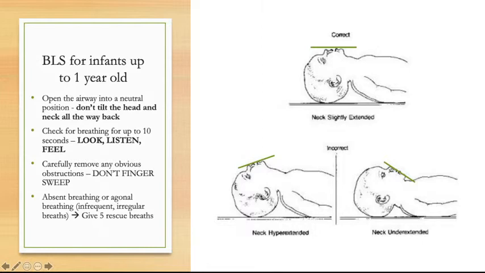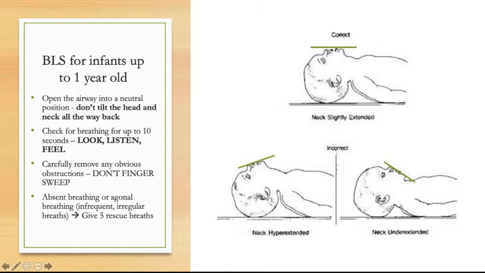Apart from looking for any obvious obstructions, you need to check for breathing for up to 10 seconds. So like adult BLS, you do look, listen, and feel. That's look for chest movement, listen for breath sounds, and feel for any breath on your cheek. And if you can't sense that there's any breathing, or if there's agonal breathing, which is infrequent or irregular breaths, you give 5 rescue breaths.